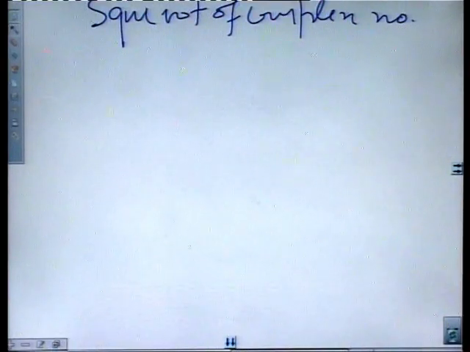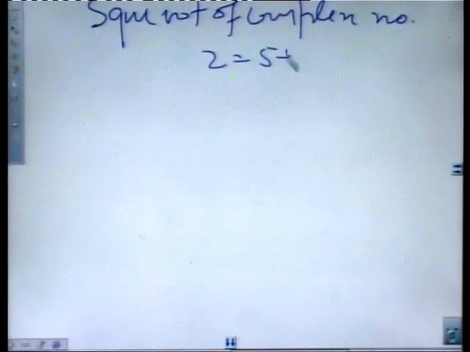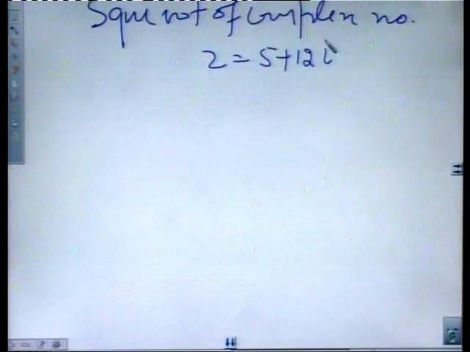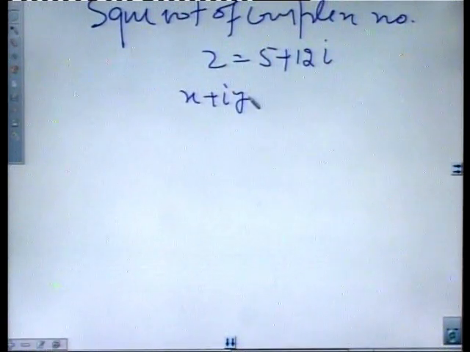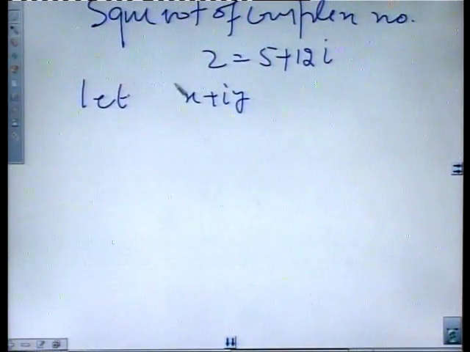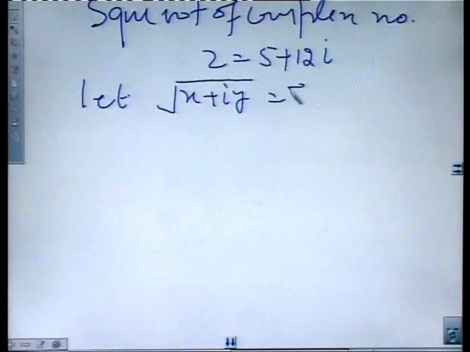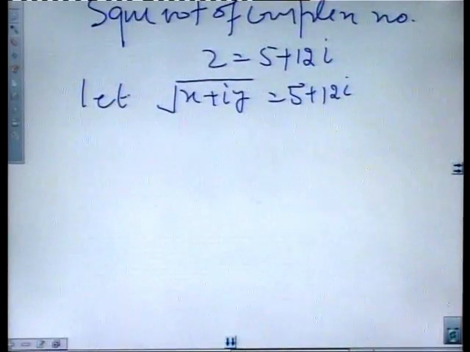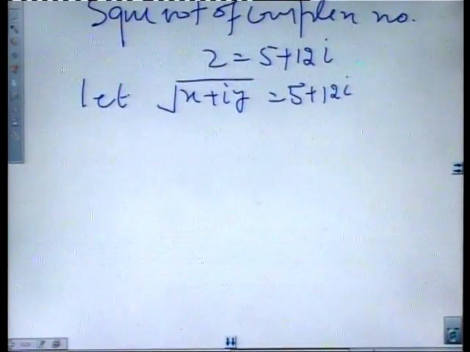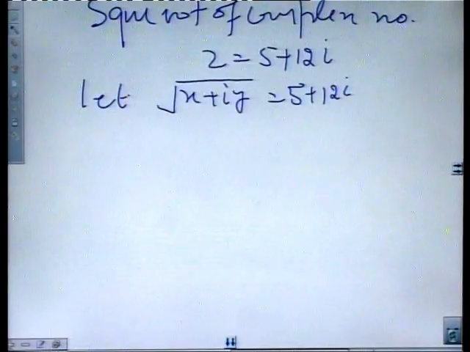We can find the square root of any complex number with this same method. So consider a complex number z is equal to 5 plus 12 iota. Now we have to find the square root of this complex number. Let x plus iota y be the square root of this complex number.